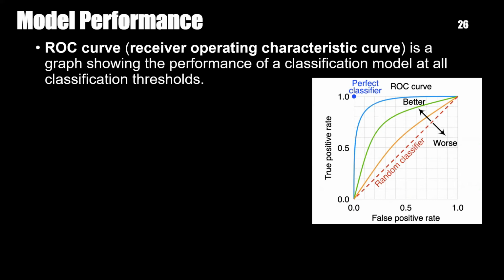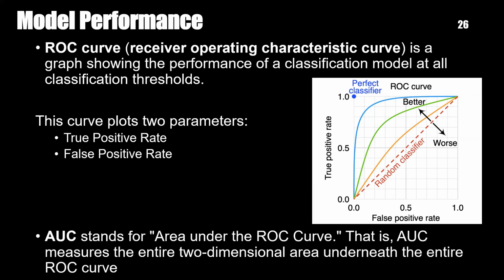So we have the false positive rate here and the true positive rate here, and you see that this is not a good classifier. This is a better classifier, and as it is pulled to the top left corner, it gets better and better. If the area under curve is 0.8, we consider that a good model. So AUC stands for area under the ROC curve.